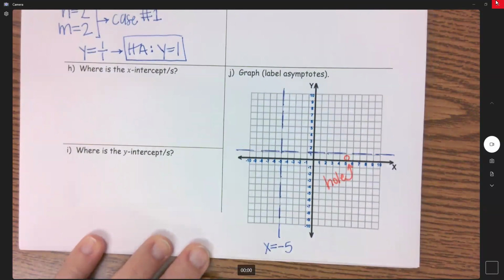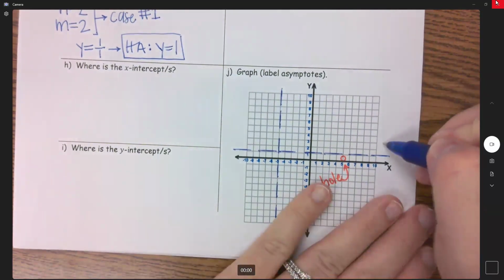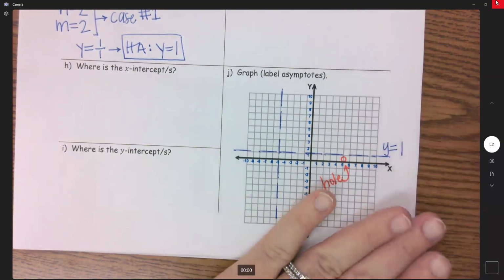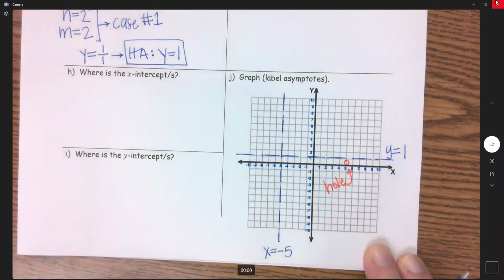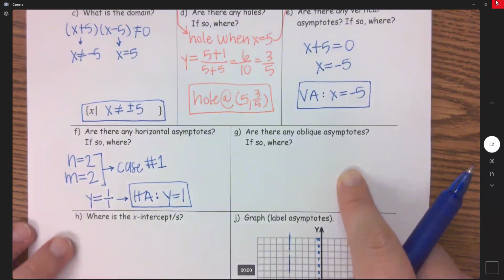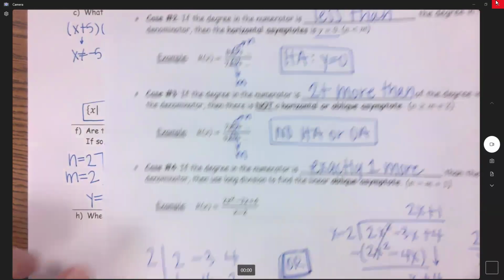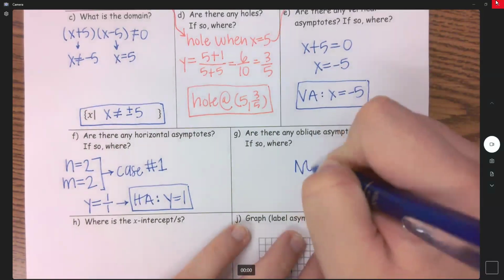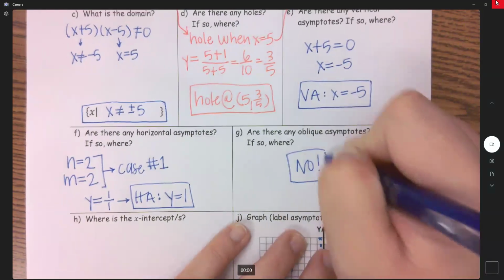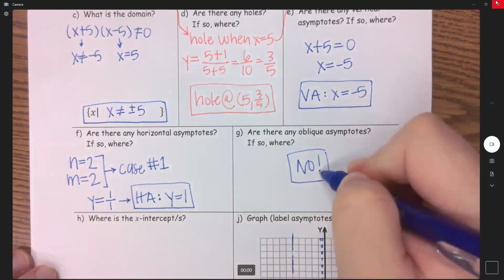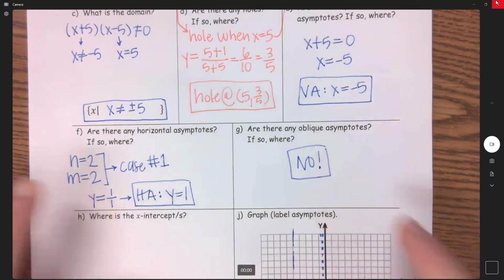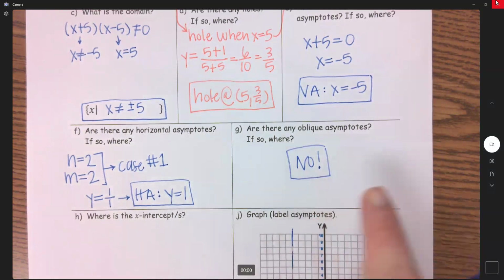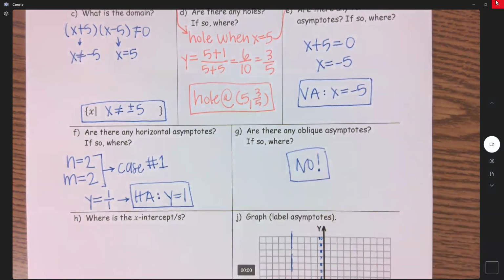Here's my horizontal asymptote at y equals 1. We're labeling asymptotes. So are there any oblique? Oblique would have been if I would have had a case 4. So no. And again, it can't be both of these. It's either horizontal or oblique, or it can be none, but it can't be both.